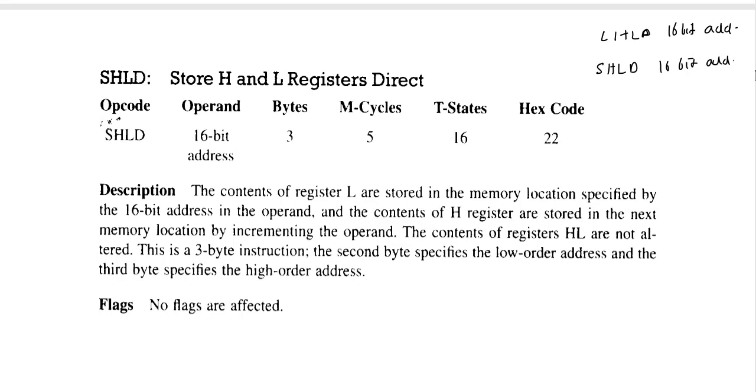We have discussed the machine cycle in LHLD, and SHLD also has the same count as LHLD. Yes, it is 5 machine cycles and 16 T states. But the machine cycles will change. In the case of LHLD we have opcode fetch, memory read, memory read, memory read, memory read. But in the case of SHLD, you have opcode fetch, memory read, memory read, and now it will be memory write and memory write.